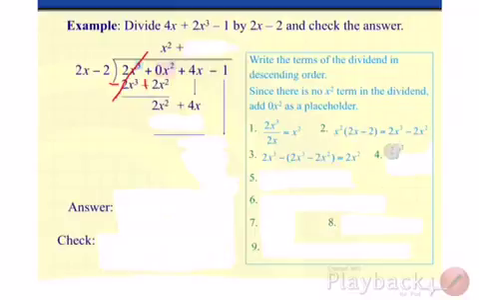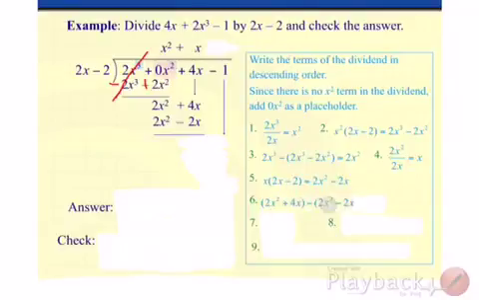Next step is to divide, so 2x squared divided by 2x is equal to x, so my x is going to the top in my quotient. And my next step is to multiply, so my x times my 2x minus 2 is equal to 2x squared minus 2x, and I'm going to put that underneath so I can subtract it easily. So now I'm going to subtract that, and I end up with 6x, so my 2x squared minus my 2x squared is going to cancel, and my plus 4x minus negative 2x becomes plus, so it becomes 6x.